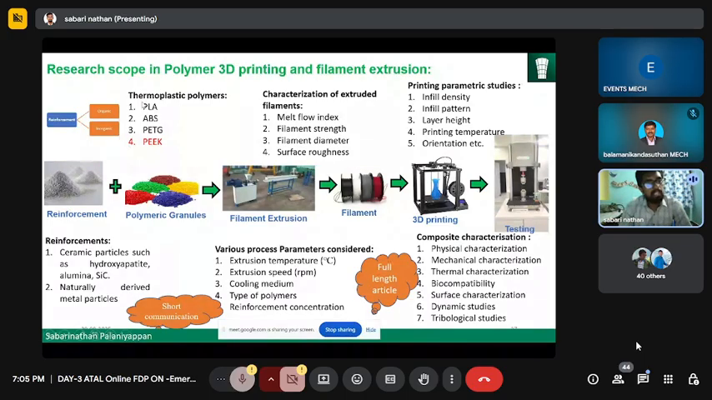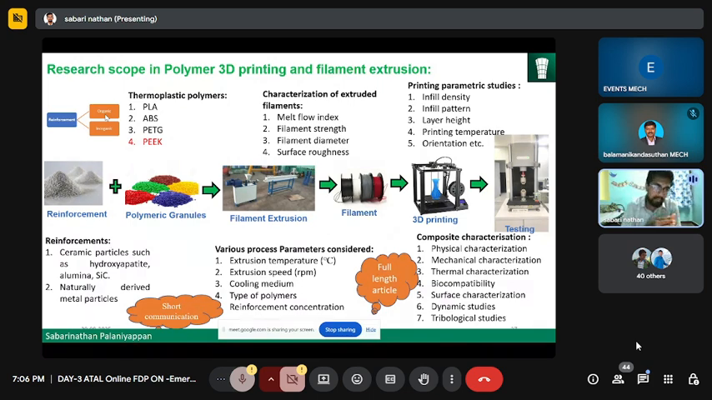Okay, you need to select a polymer also. Based upon the type of polymer, the printing and extrusion parameters will vary. So first you will select some kind of polymer, then you can select reinforcement, which may be organic or inorganic. Nowadays, researchers are most focused towards the Sustainable Development Goals, the SDG goals. If you are concentrating on recyclable materials, that would benefit sustainable development.